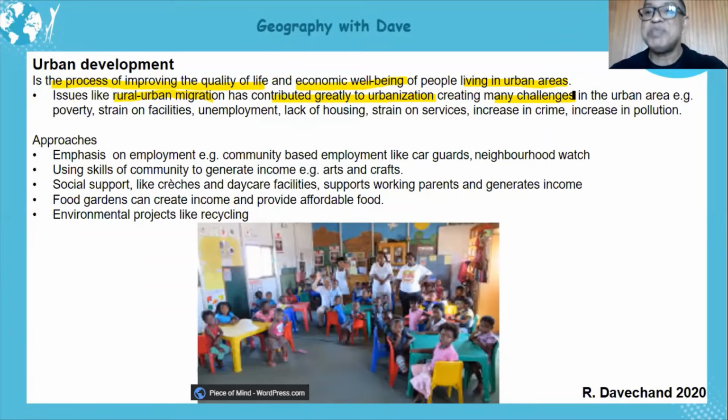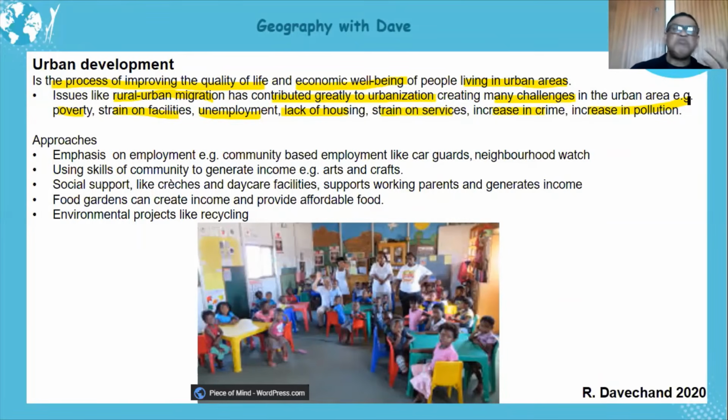And imagine what happens now. You can't create houses overnight. You can't have jobs overnight. So what happens? There's a lot of poverty, strain on facilities because there's so many people using it. Unemployment. All right. Poverty can be various things. You don't work, or you work and get less money. Lack of housing, strain on services, increase in crime, increase in pollution. Okay, these are major areas that happen.